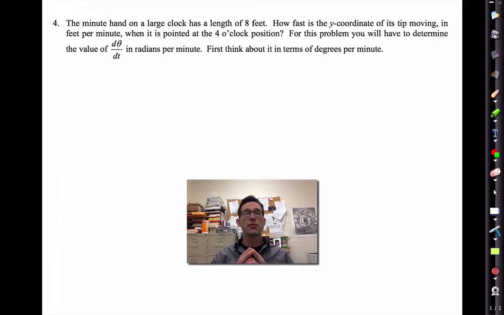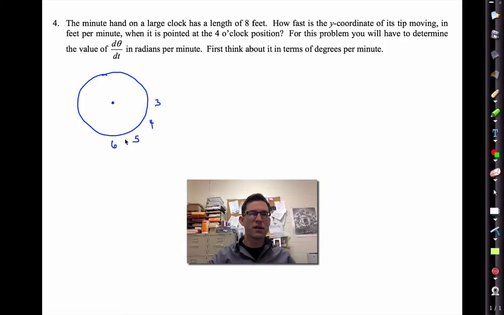First, think about it in terms of degrees per minute. Let's just get a feeling for what's going on here. Large clock. Just do 3 o'clock, 4 o'clock, 5 o'clock, 6 o'clock. We've got this pointing at the 4 o'clock position, and it's 8 feet long. Obviously, it's spinning around that way, right? And what we want to know is only how fast the y-coordinate is changing. Obviously, the y-coordinate is moving down.